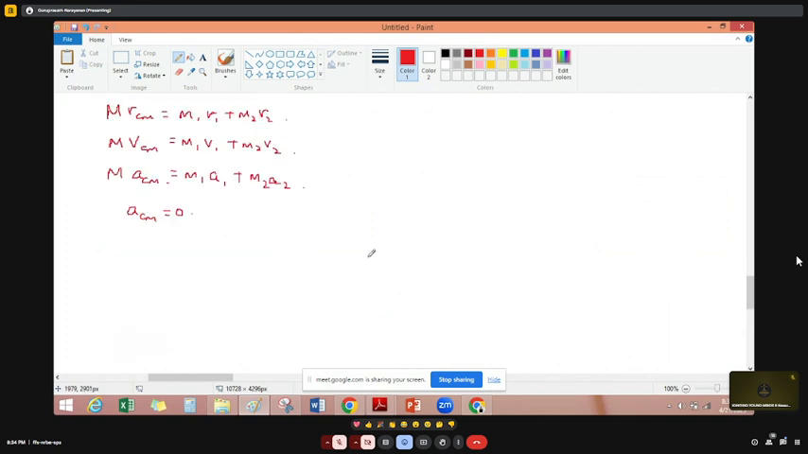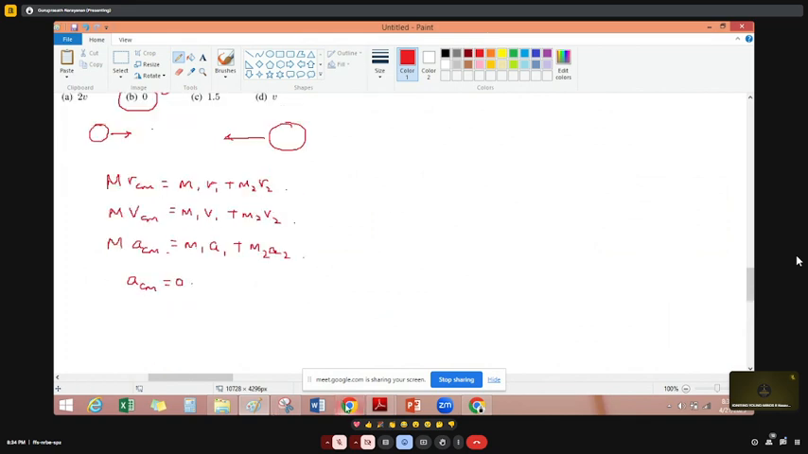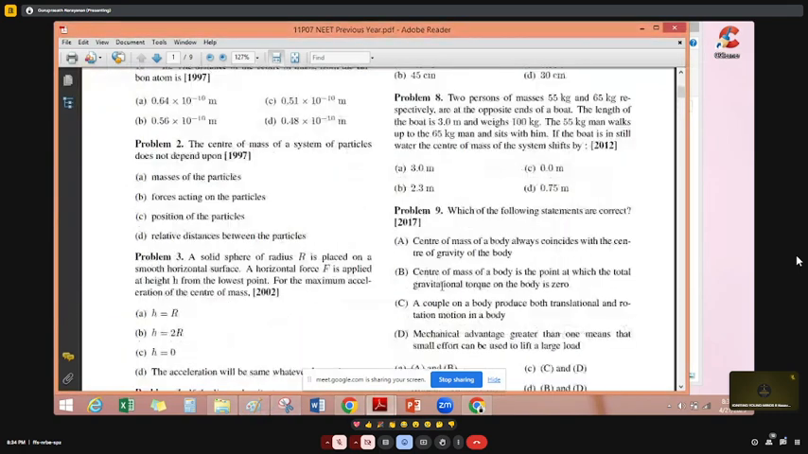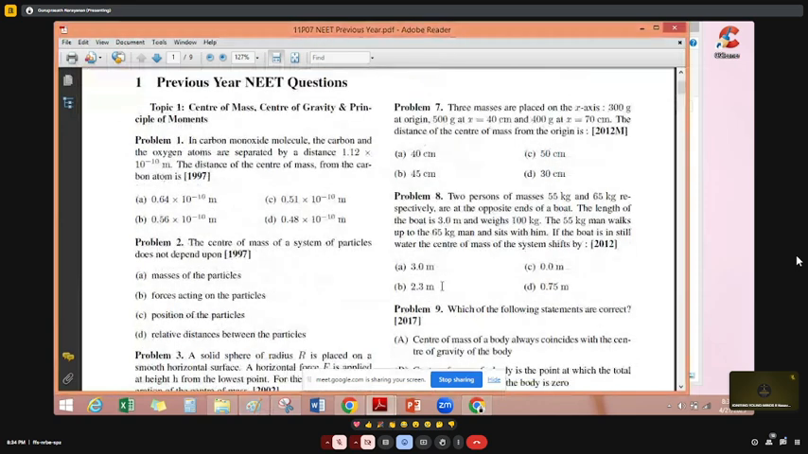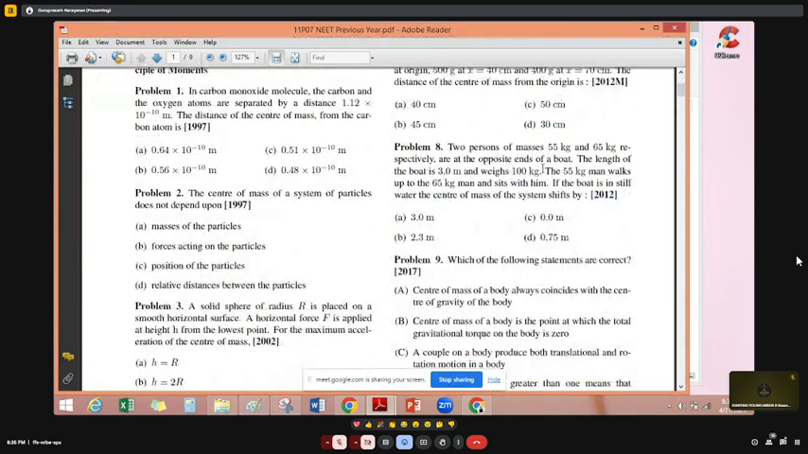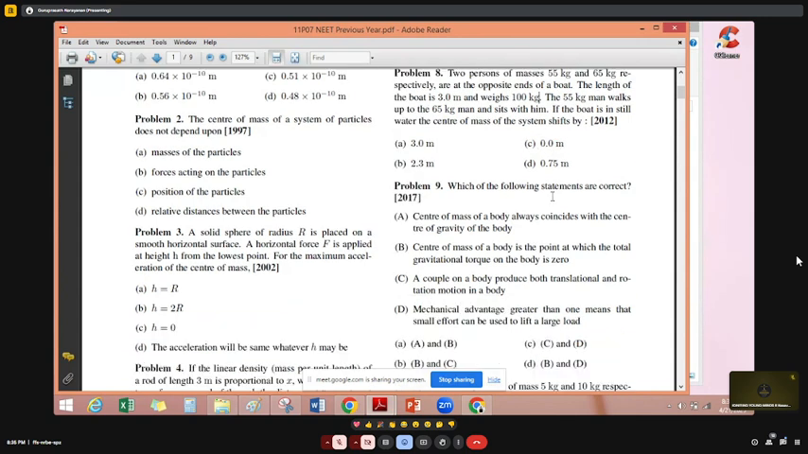Any doubts? Okay, this is on the x-axis, so I'm going to leave it to you. You can try it yourself. This is the boat example which I was explaining to you. When the man walks, the center of mass of the system remains the same. So that means the center of mass does not move at all. So go through this. I have given it in the handbook. So the answer is C here.